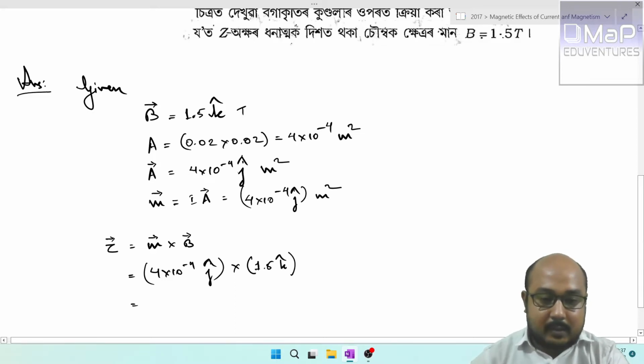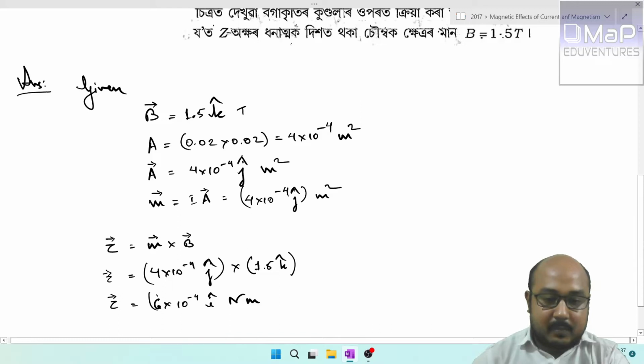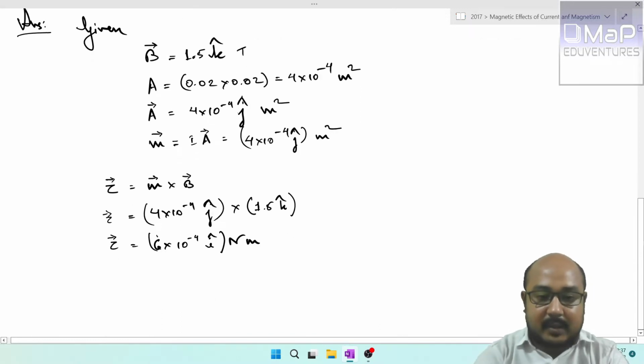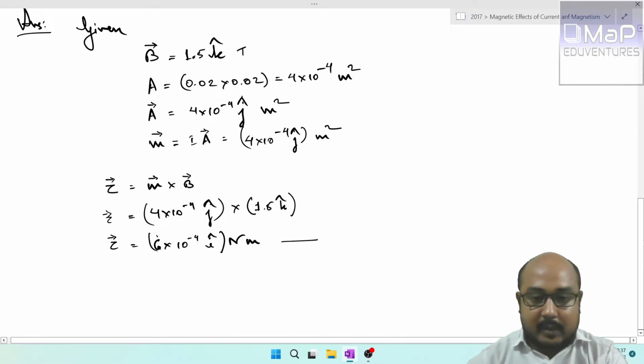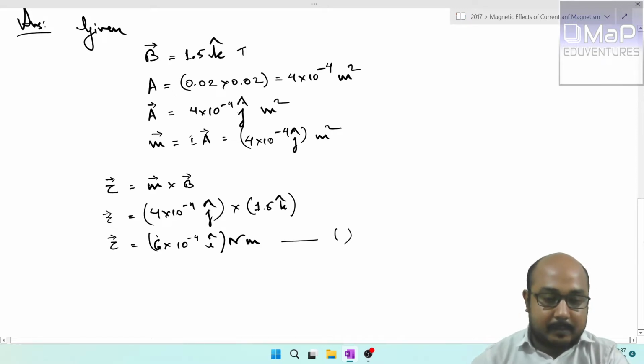Okay, then 4 into 10 to the power minus 4 into 1.5 etu amar 6 into 10 to the power minus 4 ahi jabo aru j cross k will give me i cap. Okay, so tau will be equal to 6 into 10 to the power minus 4 i cap Newton meter. Okay, so i cap to ki mean korise je the torque will be along the x axis, positive x axis. So if you wish to write it in words separately tete hale ami eneka likhi dim.